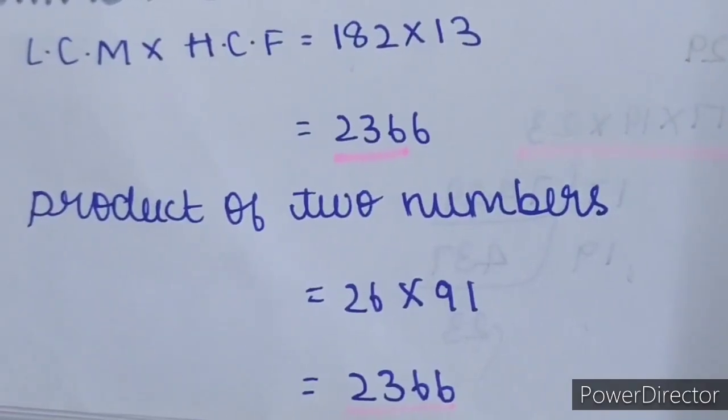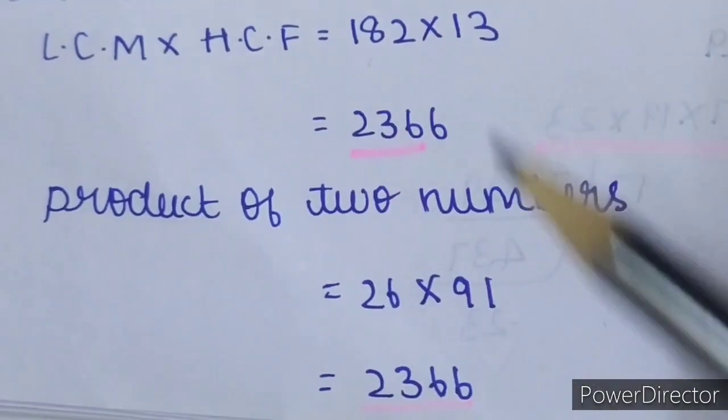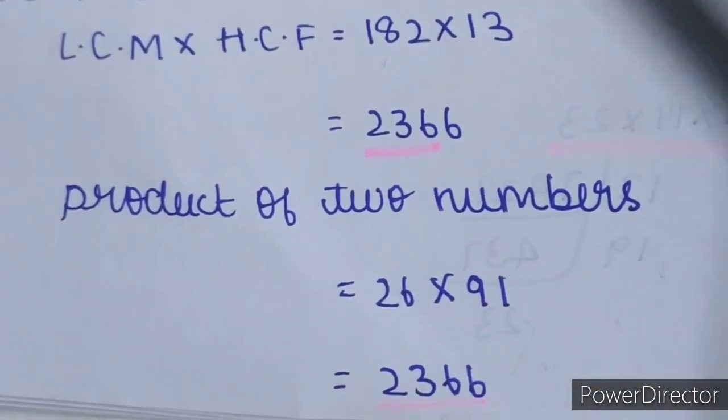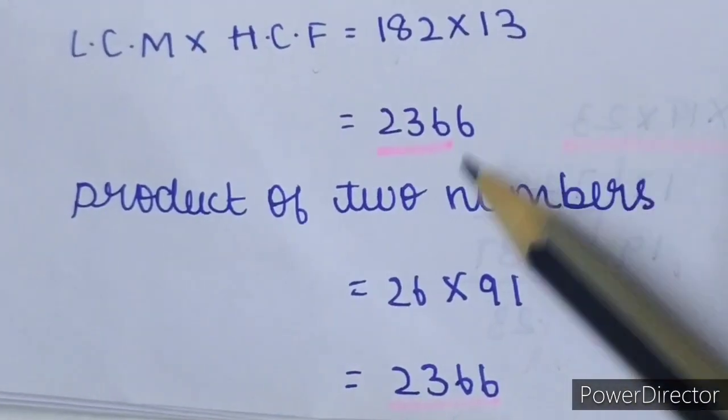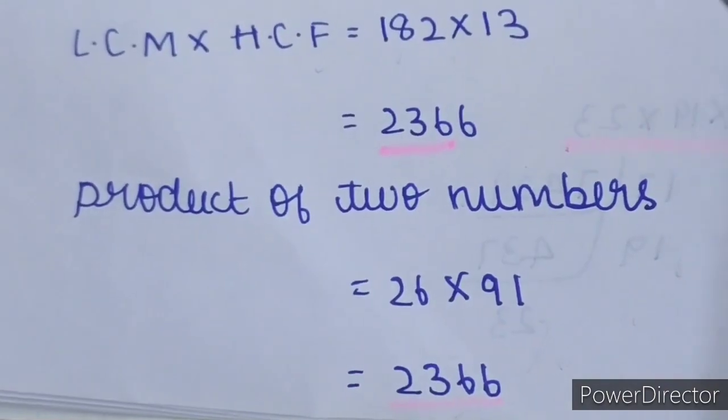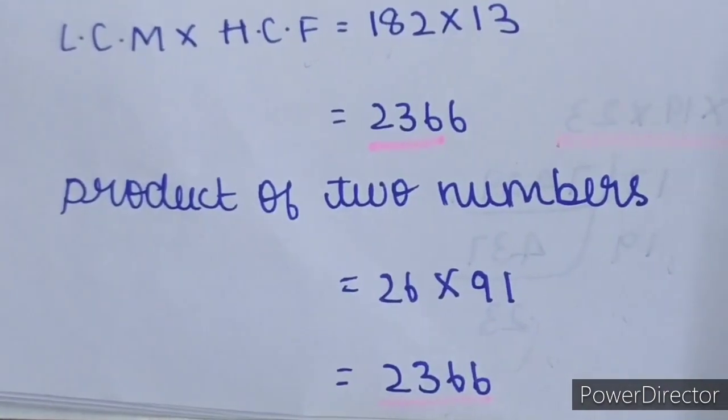And also in the case of product of two numbers, 26 into 91 is equal to 2366. Also LCM into HCF is equal to 2366. So the formula is verified. LCM into HCF is equal to product of two numbers.